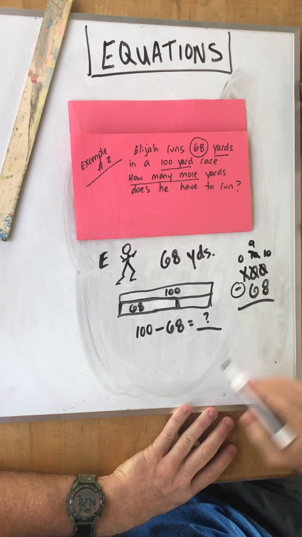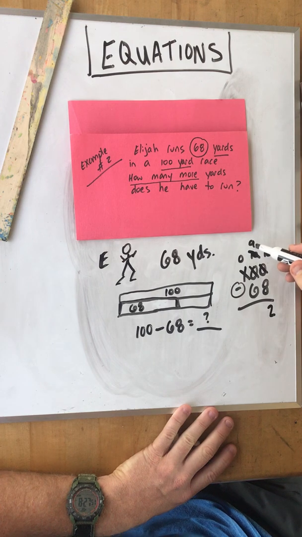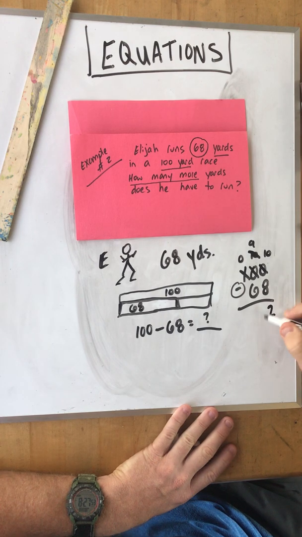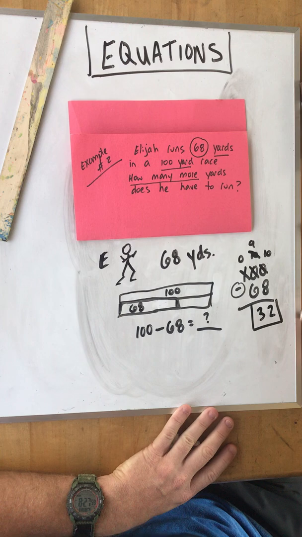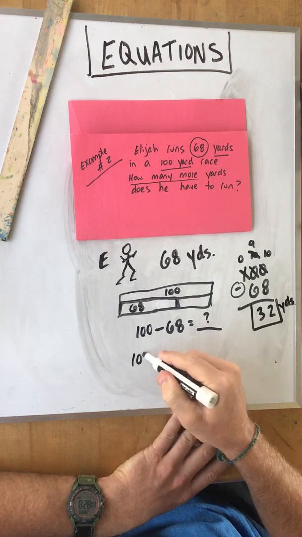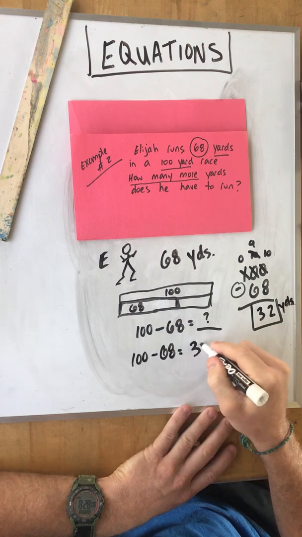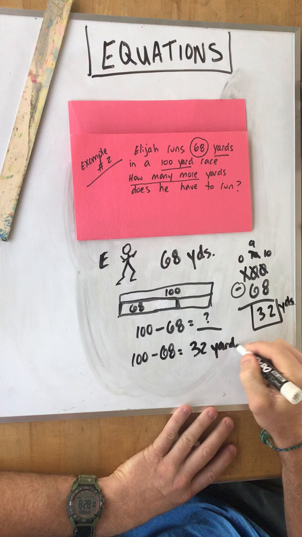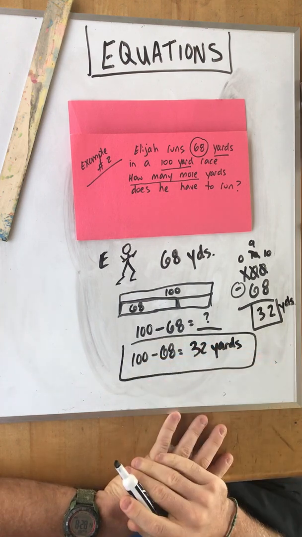Now I can subtract. 10 ones minus 8 ones, 2 ones. 9 tens minus 6 tens, 3 tens. 0, bring that down, don't need to write it. 32 what? 32 yards. So 100 minus 68 equals 32 yards. Now, this is a solved equation.